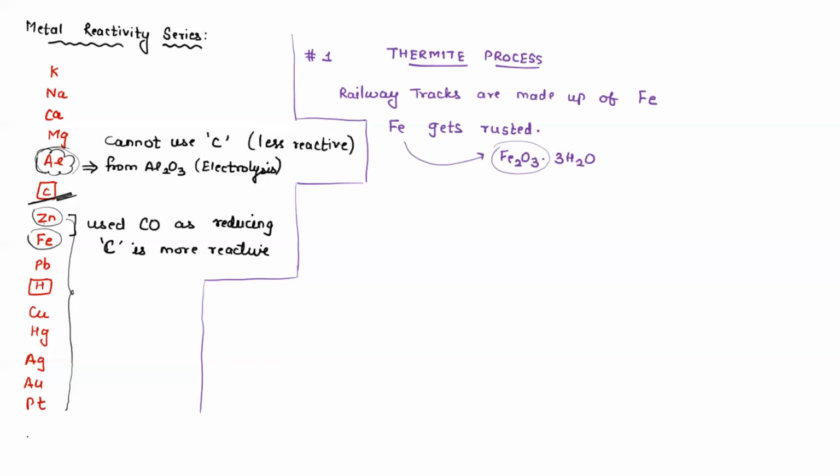Now I want to remove this rust. I want to replace this rust. So what happens is, this Fe2O3 is reacted with aluminium. There is a machine where the aluminium is heated. And can you see this reactivity series? Can I say that aluminium is more reactive? So aluminium is going to react with and displace Fe, and it is going to form aluminium oxide plus Fe, which is in the molten form.